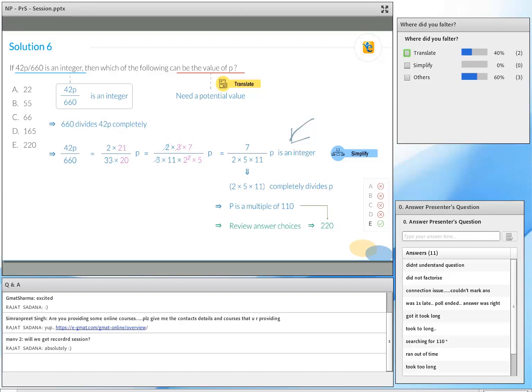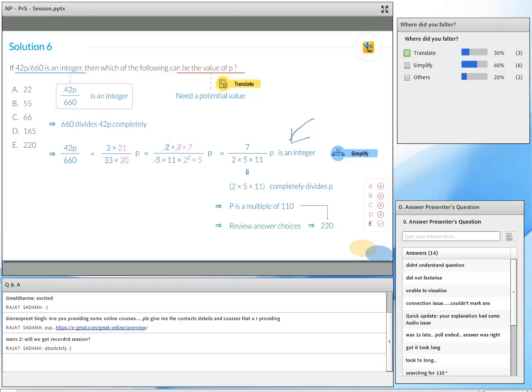Did not factorize, so you didn't simplify. Okay, so you weren't able to simplify. Okay, didn't understand the question, which means that you weren't able to translate. Okay, so again, I hope that you are all people who are taking longer. I would say that for this question, you need to get more comfortable with the process skills. Ultimately, you should be able to solve this question under the timing constraint as well.